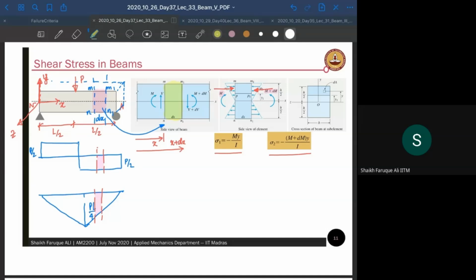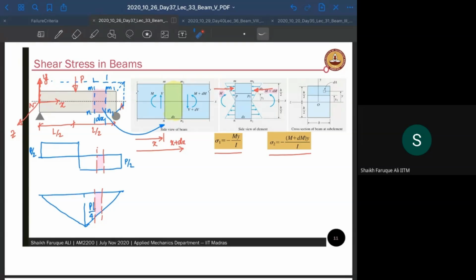Now the same section, if I show it here, I know there is a bending stress acting, and we know how the bending stress acts. So this is the section here, and that is the section here. The bending stress acting here is going to be like this, and the bending stress acting here is going to be like this, right? Both are the same. Remember that on this side, it's going to be compressive on the top, and on the bottom it is going to be tensile. The value will increase linearly from the neutral axis to the top.